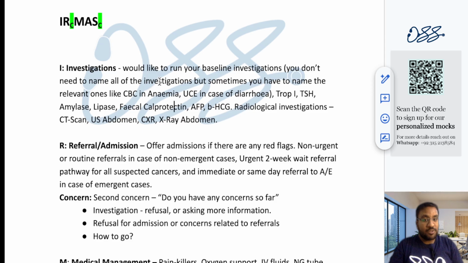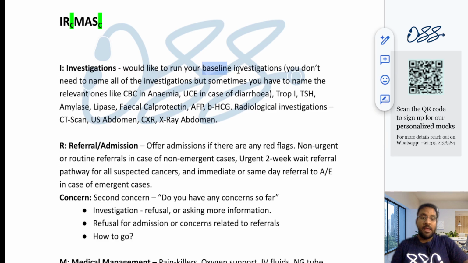Now what I would like to do is run a few baseline investigations. There are a few cases in which you don't have to name specific baseline investigations. For example, if a patient is presenting with chest pain, having an MI, the baseline investigations would be just done for the sake of doing them. There wouldn't be any specific baseline investigation that would be very relevant. The specialized investigations would be more relevant. So in cases like these, you don't need to name all of the investigations.